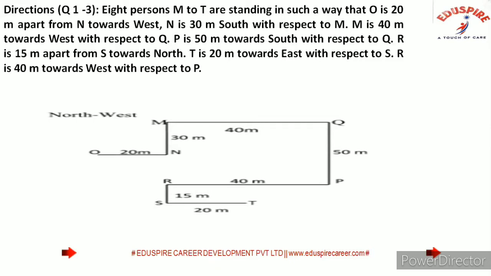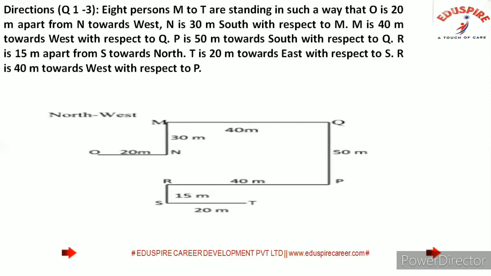Then P is 50 meter towards south with respect to Q. We have maintained that. R is 15 meter apart from S towards north, that we have also maintained. T is 20 meter towards east with respect to S, and R is 40 meter towards west with respect to P. So basically here the distance between R and P is told later, and that is the trick in this question that we have to understand.